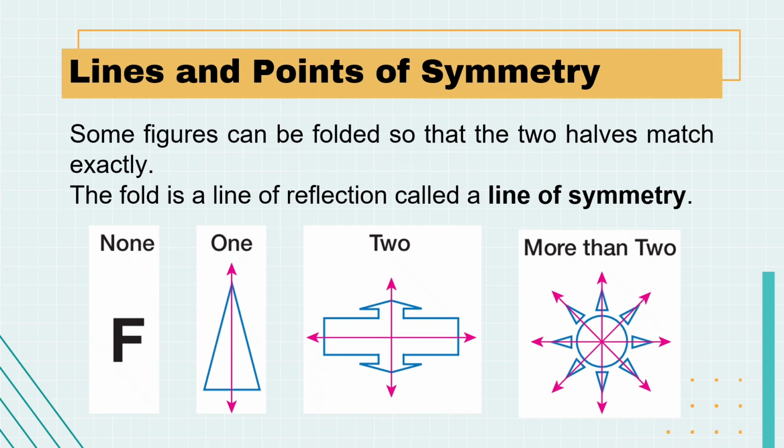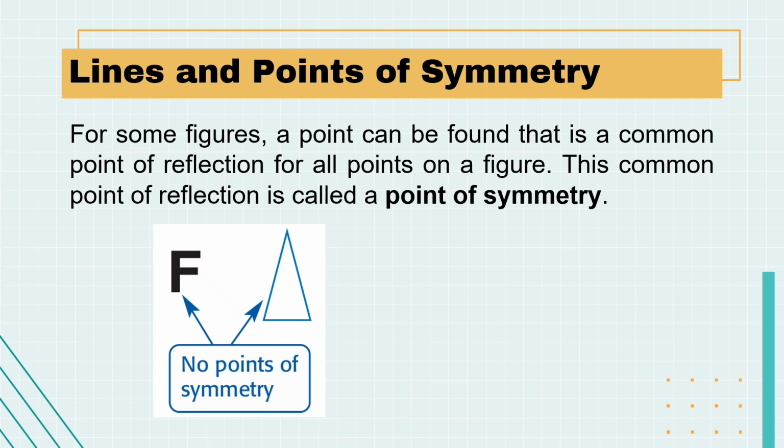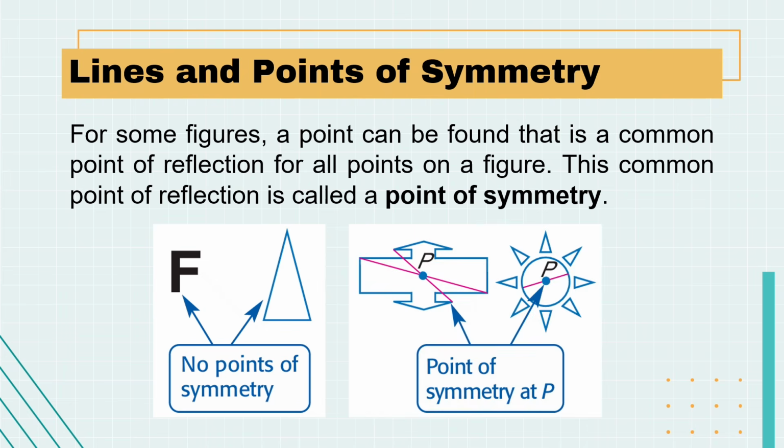Aside from a line of symmetry, some figures may also have a point of symmetry. A point of symmetry is a common point of reflection for all points on a figure. This means that the figure has a center point where the parts of the figure correspond to each other. In many designs and patterns, point symmetry helps create balance. This is why symmetry is often used in art, logos, architecture, tiles, and decorations. So again, reflection is not just a drawing skill. It helps us understand balance and structure in visual designs.